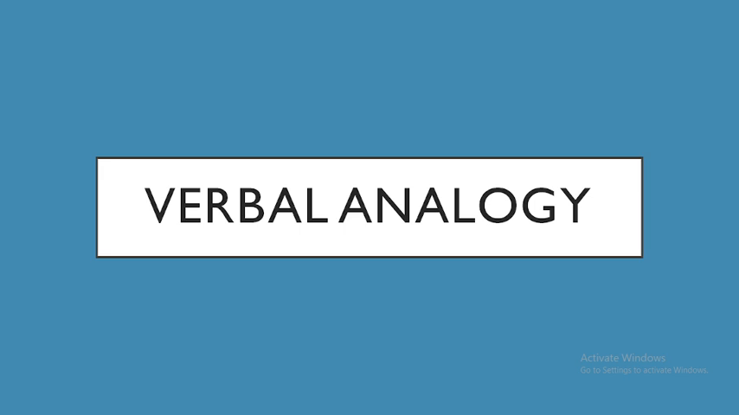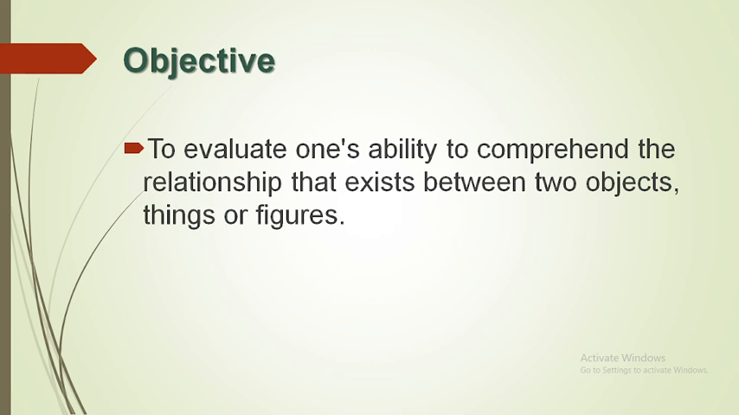At the outset, we look at the objective of verbal analogy: to evaluate one's ability to comprehend the relationship that exists between two objects, things, or figures. First you have to find out the logic given in the first part of the verbal analogy, then find out what features have been used in the first part, and then choose the right option from the given options. So this is exclusively based on analysis, understanding, and choosing the right options in the given verbal analogy.